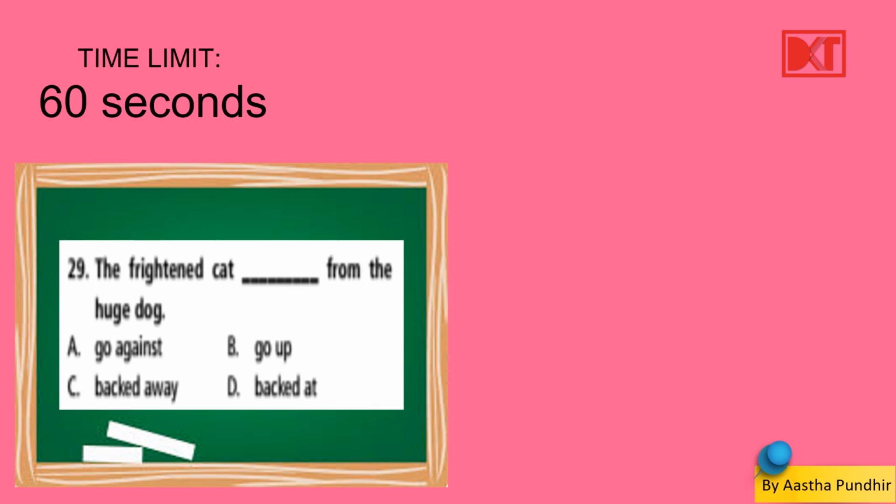Alright, now next we have: the frightened cat dashed from the huge dog. Go against, go up, backed away, backed at. Now here the correct answer is C, backed away from the huge dog. Usually you back away from an argument or a competition, which means you are withdrawing your participation. Then the others are, I think, pretty self-explanatory: go against, go up, or backed at.